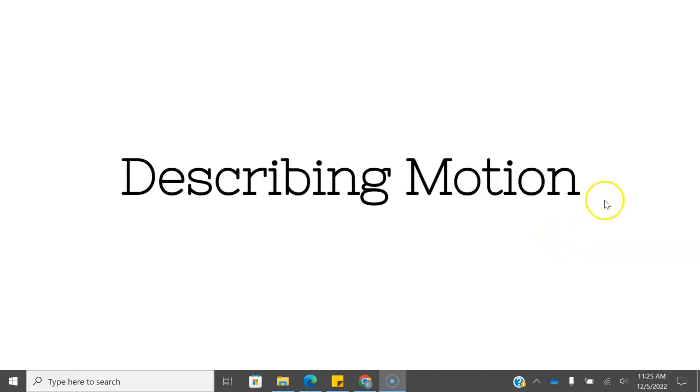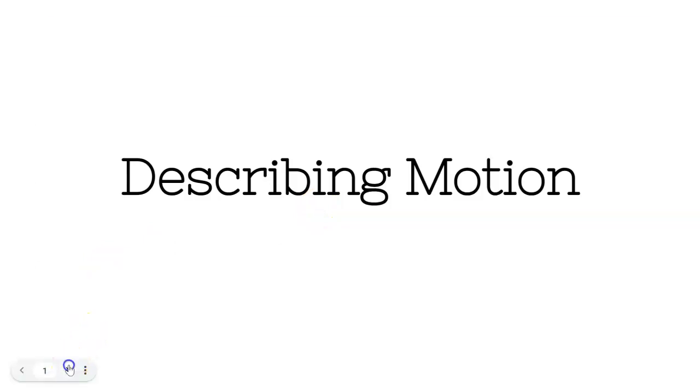Hey guys, today we are continuing with our motion unit and we're going to be able to describe motion today. So we're going to be taking a look at acceleration and velocity. Now I will say if you did not do yesterday's lesson on distance and displacement, you need to go back and do that first because we're going to talk about that again today. And if you don't know what it is, this is going to be a little bit confusing to you. But if you've already done distance and displacement, go ahead and move forward and we'll get started with today's lesson.